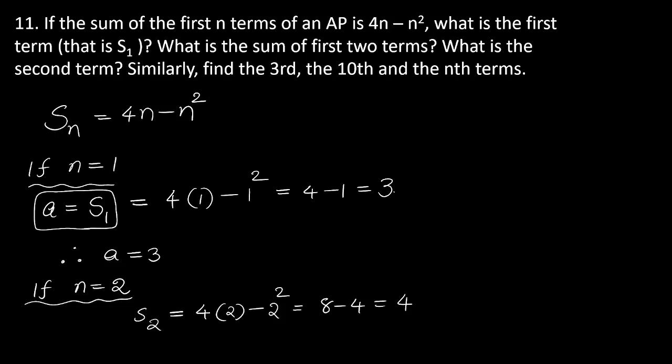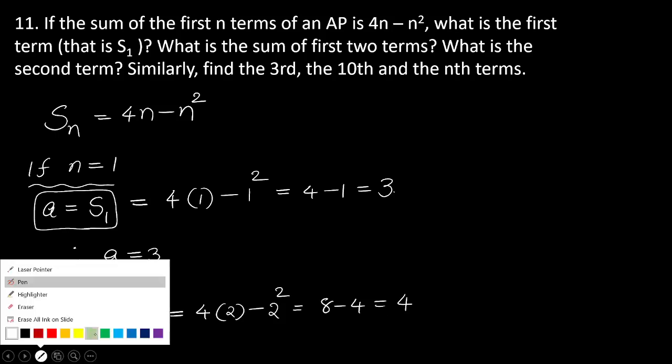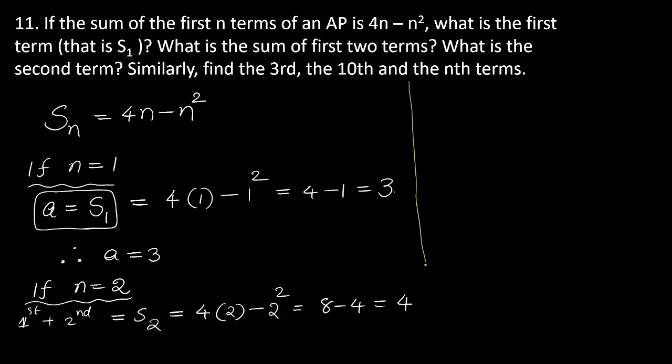Lina, no, An and Sn are different. What is the meaning of S2? S2 means first term plus second term. S2 means sum of two terms. Understood? So I got first term plus second term is 4, not second term 4. Sum of two terms means first term plus second term is 4.